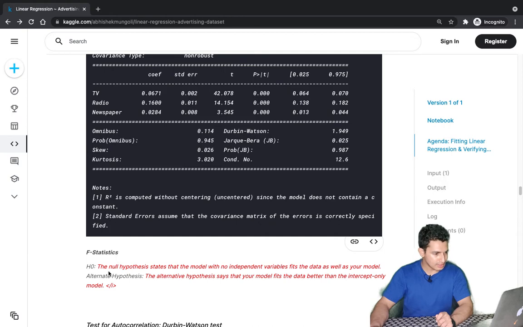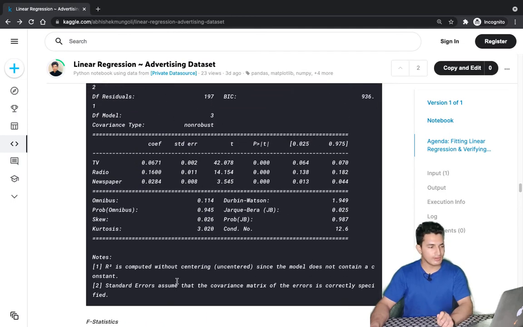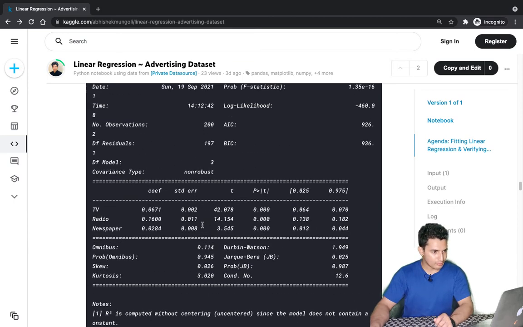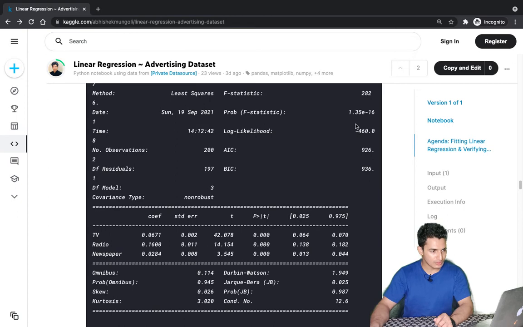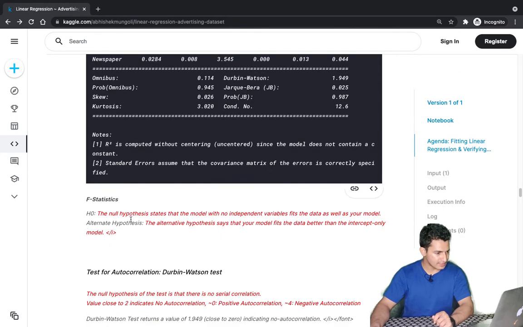The null hypothesis: the model with no independent variable fits the data as well as your model. And the alternative is the model fits the data better than the intercept only model. So if we have no independent variable, the probability that the model still performs well is close to zero. So that is not the case. Our independent variables are better explaining the dependent variable, that is the sales. So F statistics is satisfied.